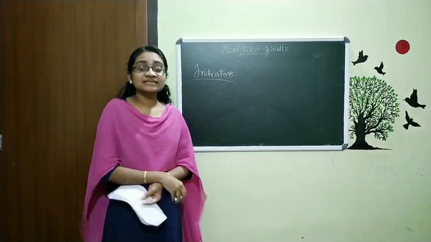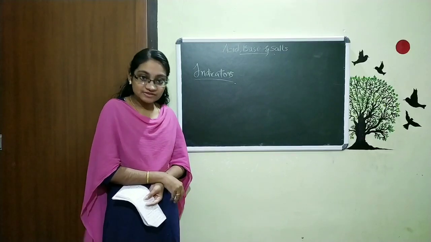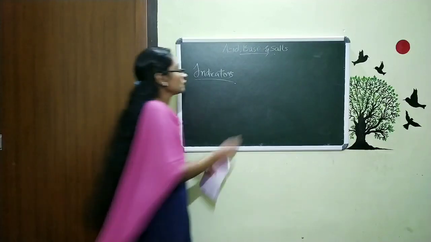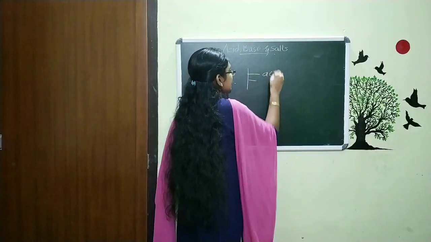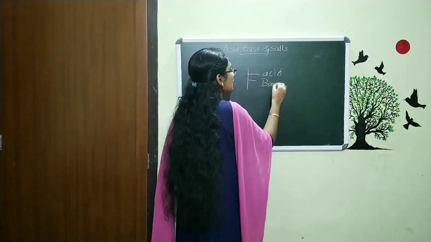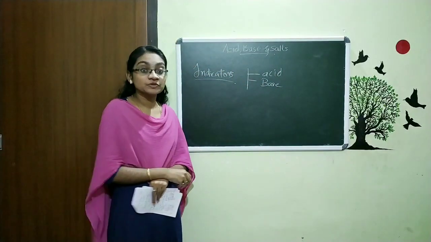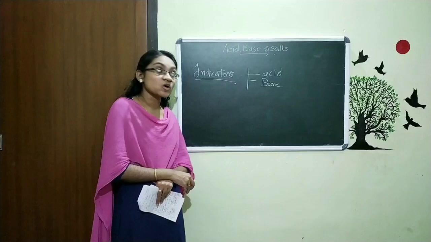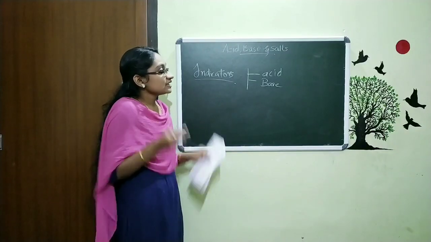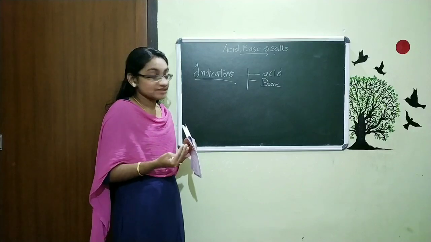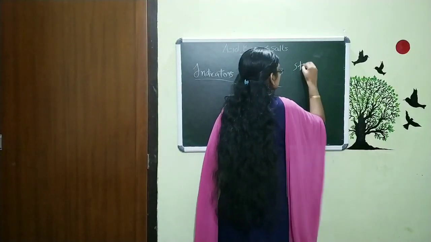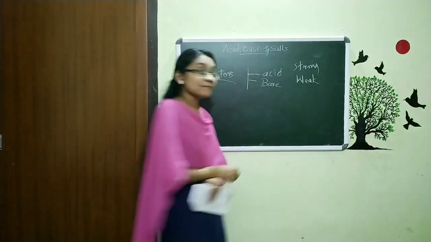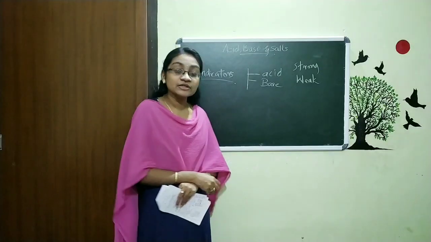Indicators. What is this indicator? Why are we using this indicator? We are using this indicator to identify whether a particular substance is acid or base, or it will help us to identify if it is neutral also. But the problem here is that it is unable to identify the concentration. That means some acids are very strong, some are weak, or some are concentrated and some are dilute acid.